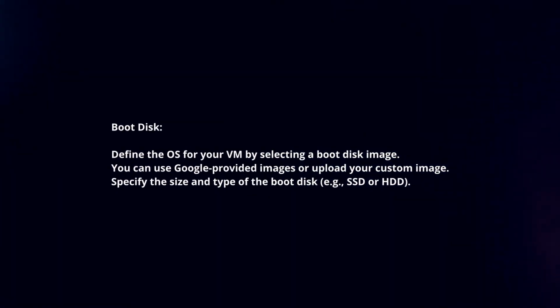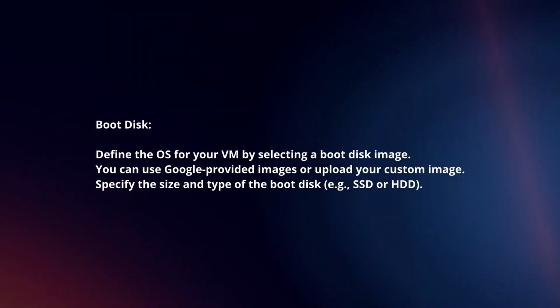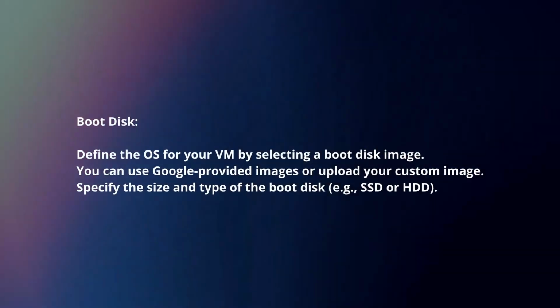Boot disk. Define the OS for your VM by selecting a boot disk image. You can use Google provided images or upload your custom image. Specify the size and type of the boot disk.